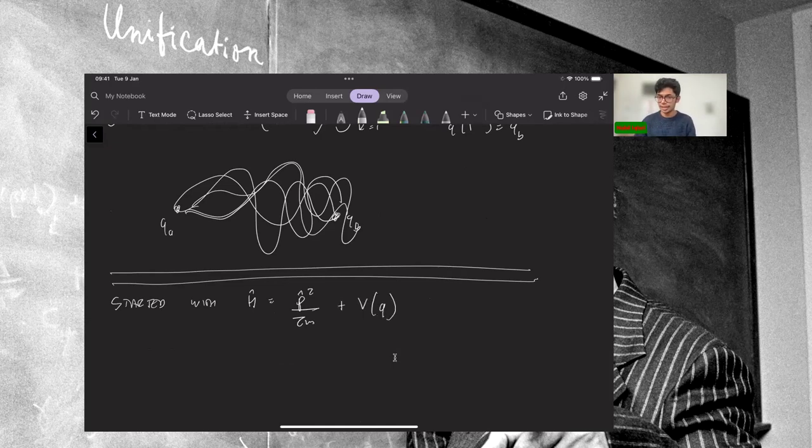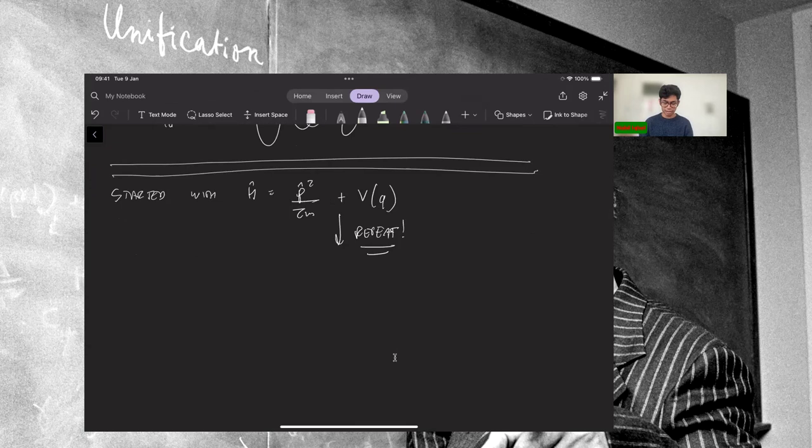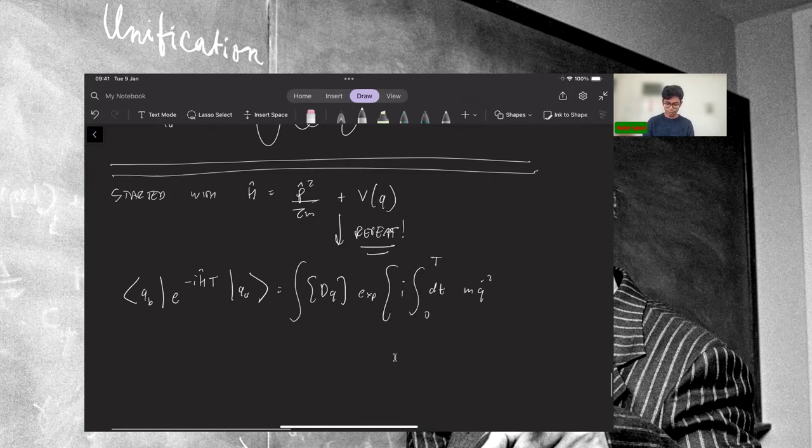I'm not actually going to do this calculation, but you can repeat the calculation with this V of q. It's really quite simple to do, and I encourage everyone to do it. If you repeat that calculation, then the formula is modified to look like this: QB e to the minus i H hat t QA is equal to the integral dq exponential of i integral 0 to t dt of m q dot squared over 2. Thank you to the person who caught that.